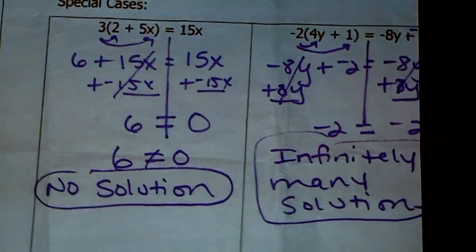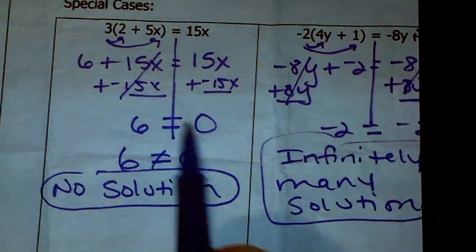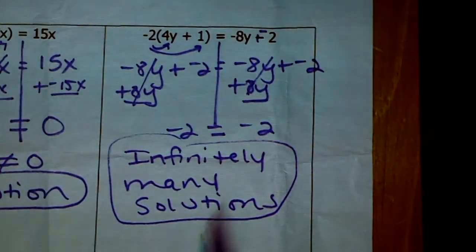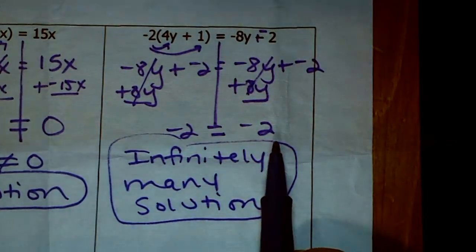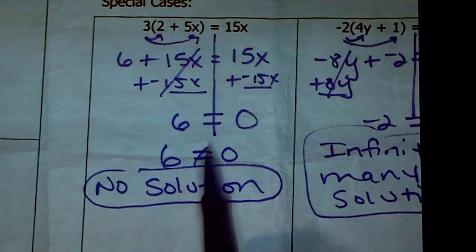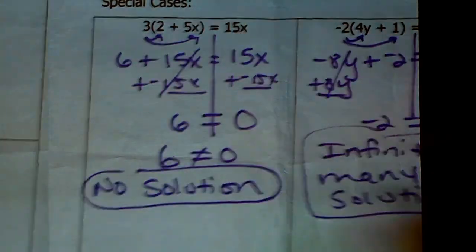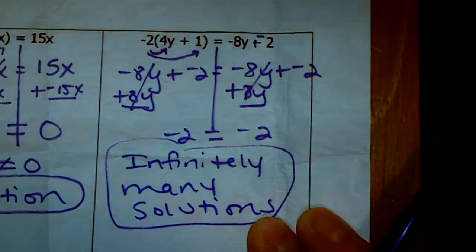So no solution happens when the variable terms cancel out and you're left with one side not equaling the other. Infinitely many happens when the variable terms cancel each other out and one side does equal the other. So again, with this one, no matter what value I plug in for x, I cannot make that equation true. I can't make one side equal the other. With this one, no matter what value I plug in for y, every single value will be true.